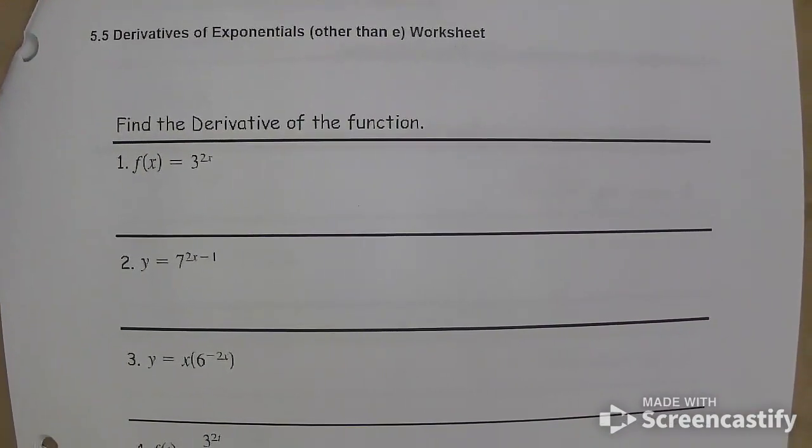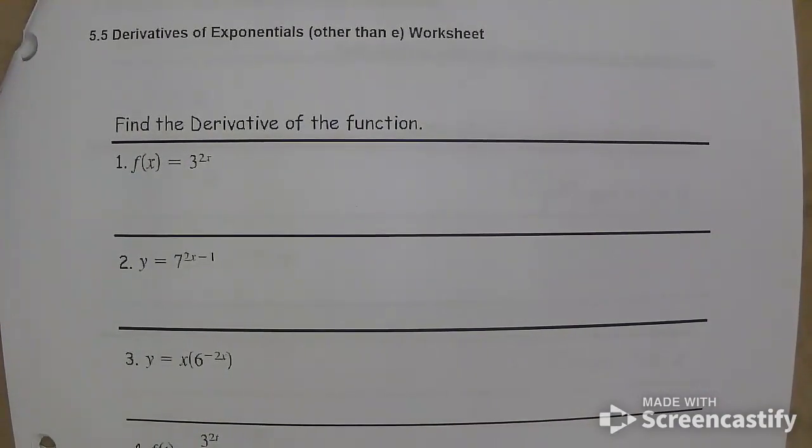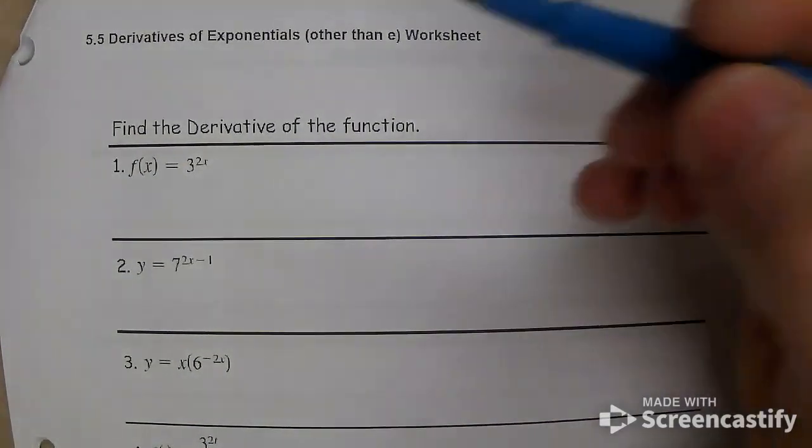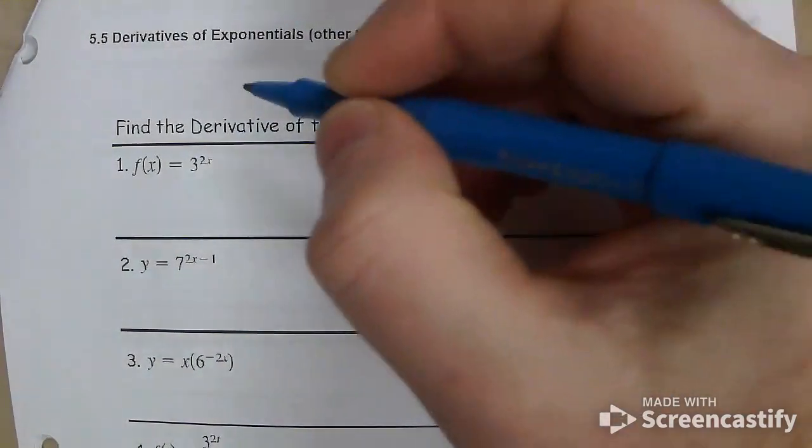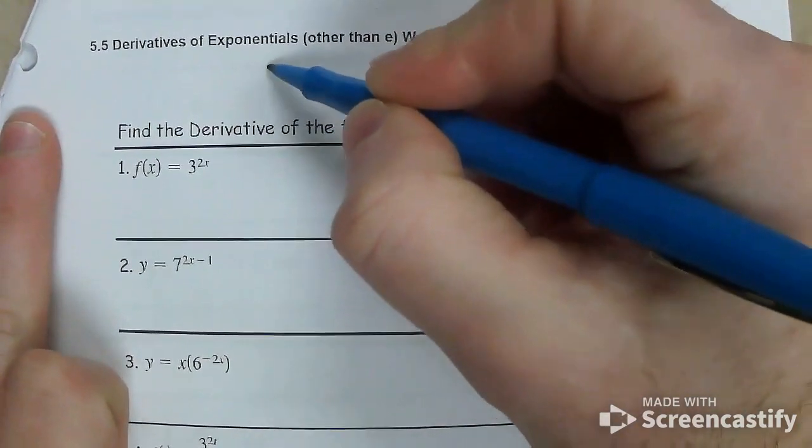All right, folks, we're going to talk about derivatives of exponentials that aren't base e. And with that, we're going to learn about the lady called Ellen Bode.